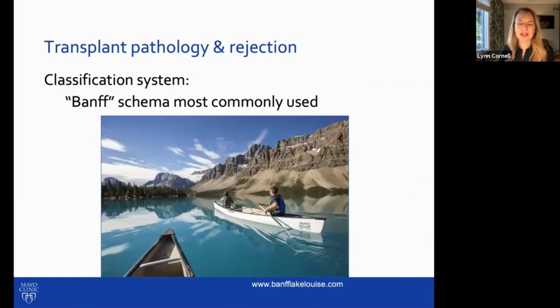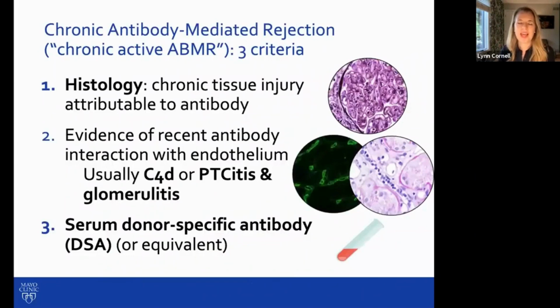Now, today I'll be talking about this classification system, the BANFF schema, which is the most commonly used in transplant pathology and in rejection. And to diagnose chronic antibody-mediated rejection in the BANFF schema, we use these three criteria. First is histology, which is chronic tissue injury attributable to antibodies. So that would be, for example, transplant glomerulopathy, which would be the most well-recognized form of chronic antibody-mediated rejection.